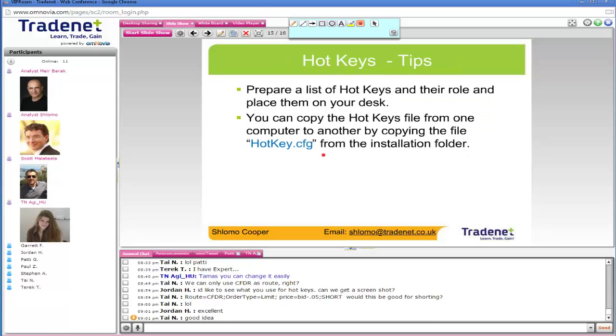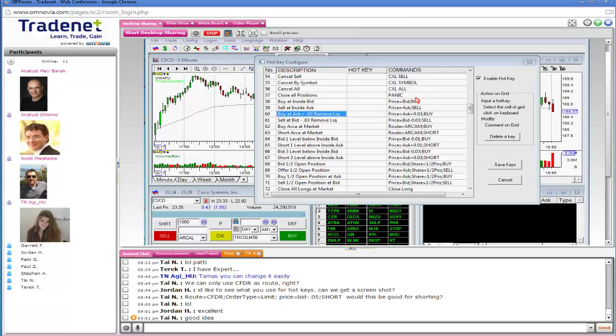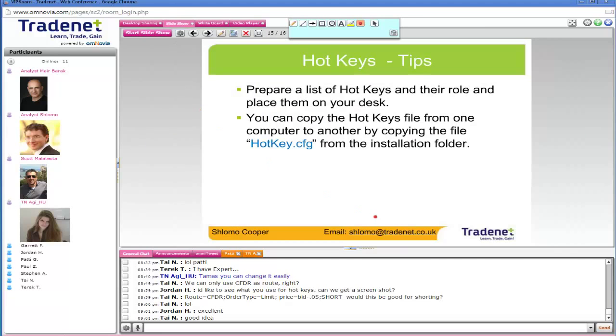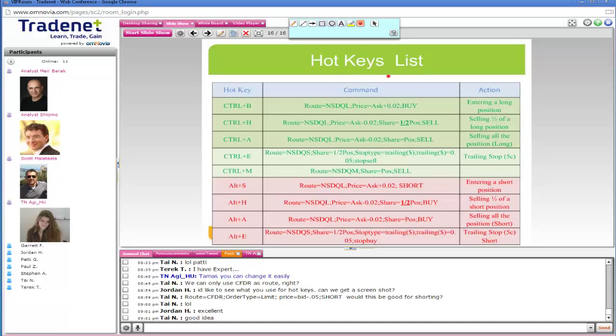Now all the hotkeys, the whole list of hotkeys that we can see here in the Colmex platform, is saved under a file called hotkey.cfg. This is placed in the installation folder of Colmex, so you can share it with other traders in the room, or between yourself. This is a hotkeys list, a suggestion that you can use.